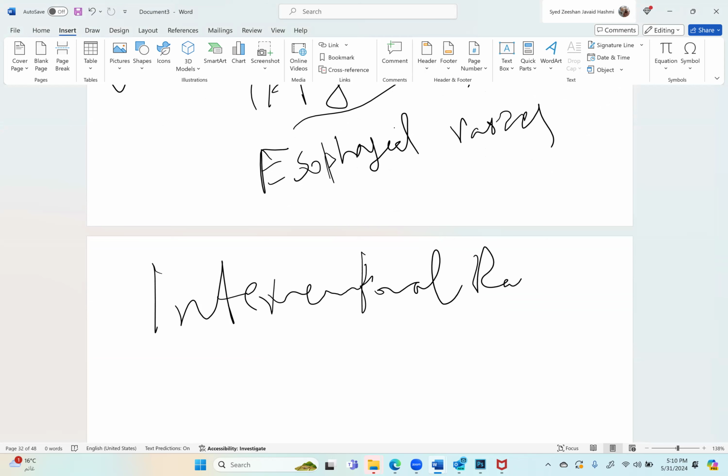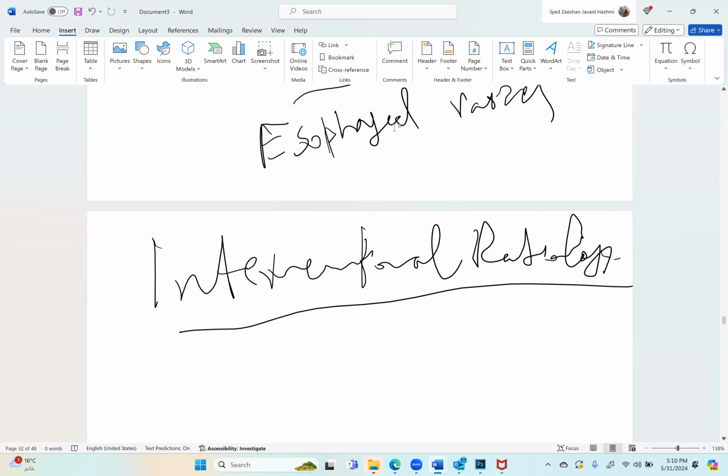Interventional radiology. Nobody pointed me out. Everyone is sleeping like me. I'm sleeping because I'm tired, but why are you sleeping?